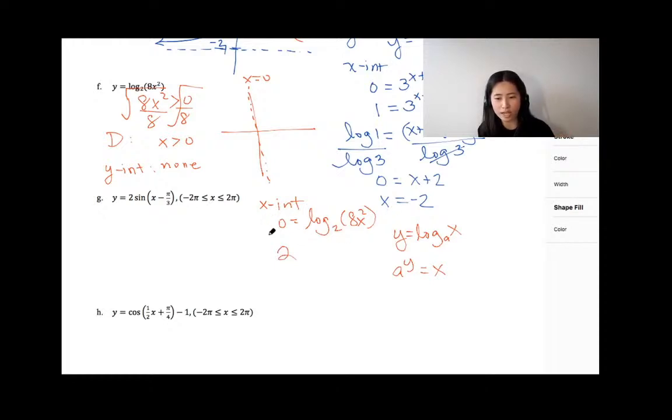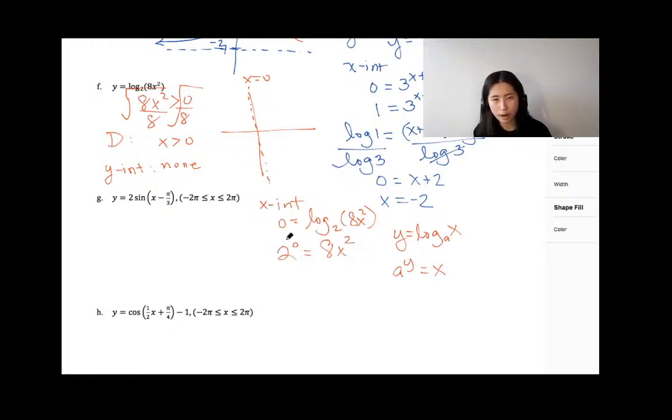So what's your y? Your y is 0, right? As you can see. Therefore, if your y is 0, that becomes the exponent. So 2 raised to the power of 0, and then whatever your x is, that's 8x squared, right? That's going to be right here. And then you're going to drop the log.